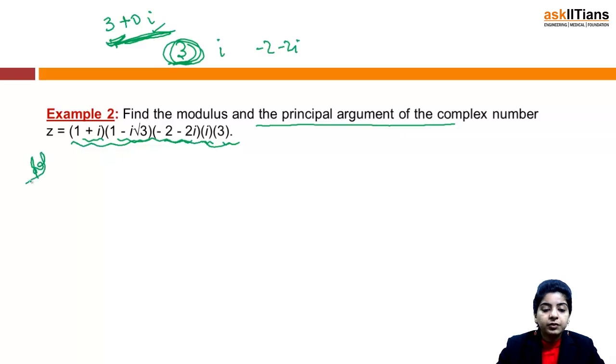So first of all, we'll be finding the principal argument, and the principal argument concept must be clear to you by now. We have already discussed it. So first of all, we'll find the amplitude of 1 plus i.